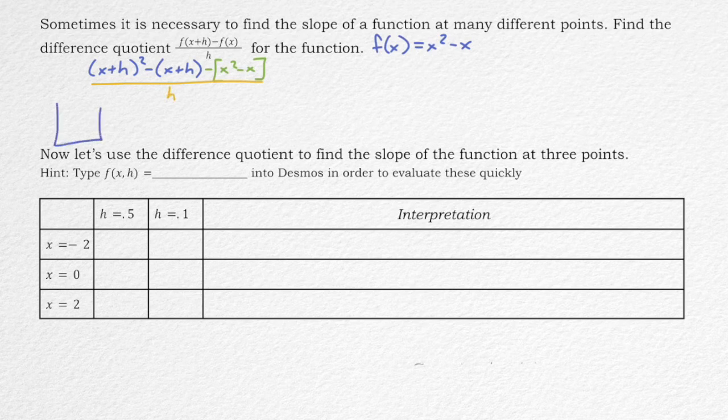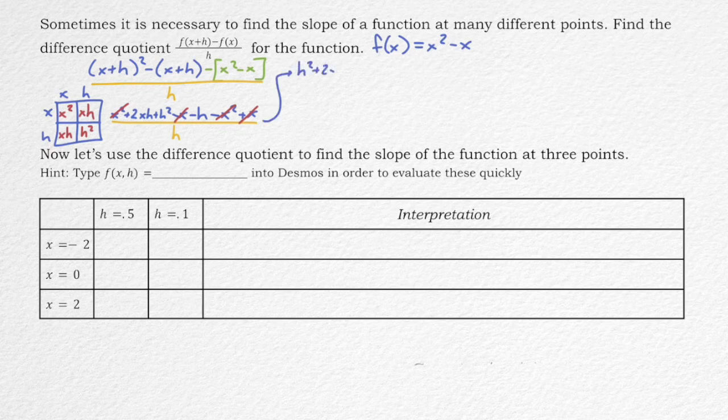Since this is a binomial squared, I'm going to use a box to expand that over here. So that gave me x squared plus 2xh plus h squared. Now I have to distribute this negative into these parentheses. That would give me minus x minus h, and then distribute the negative into these brackets, leaving me with negative x squared plus x. This whole thing is still over h, and it seems like we've made things worse now, but we do have a minus x and a plus x, those cancel, and we also have an x squared and a minus x squared which cancel.